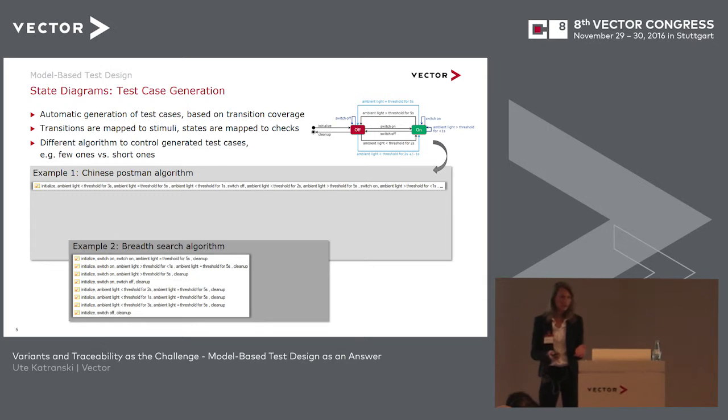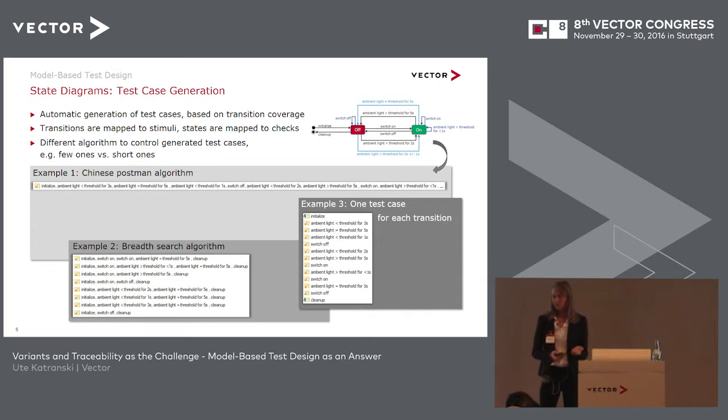Or I can go to the extreme and say, I want to be even more granular. So for every transition, I want one test case, so as to be as granular as possible. So what you can see here, these are some cryptic test case names. These are the designations for the transitions that the system goes through in the test case.